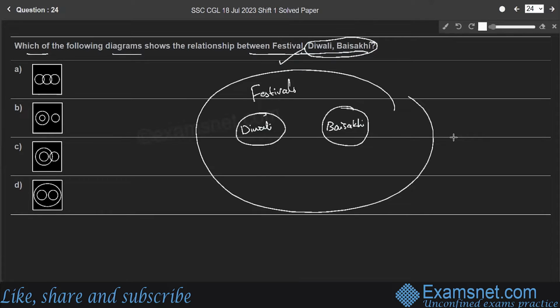So this diagram represents the relationship between festivals, Diwali and Baisakhi. Here, Diwali and Baisakhi are two different festivals. There is no relation between Diwali and Baisakhi. Therefore, option D is the right answer.